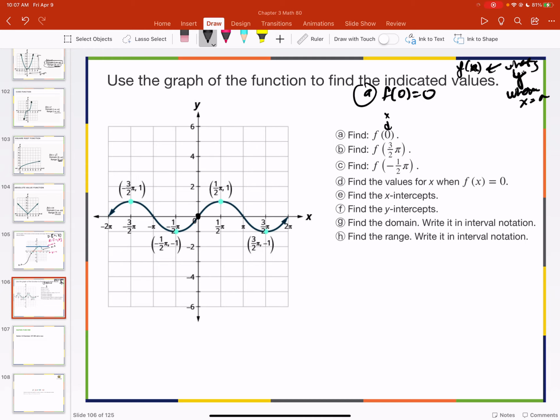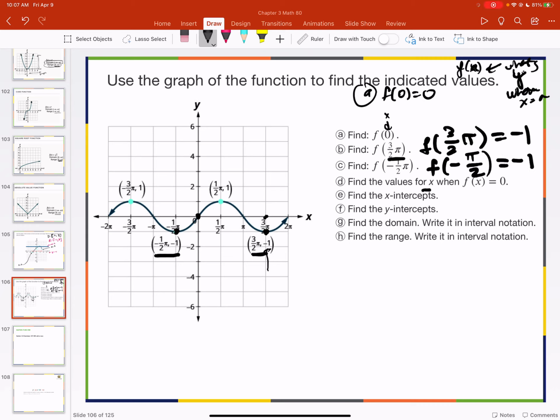Here the input is 3/2 pi. So you go, okay, where's 3/2 pi? It's over here. When x is 3/2 pi, the output is -1. So f of 3/2 pi will equal -1. Then f of -1/2 pi. Right here, the output is also -1. So f of -1/2 pi, or negative pi over 2, same thing, is equal to -1.